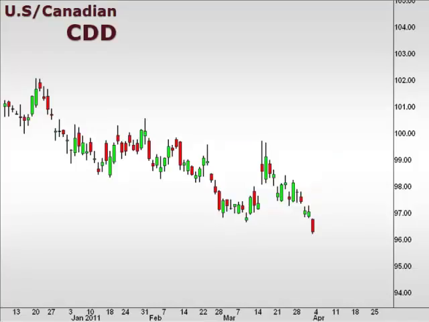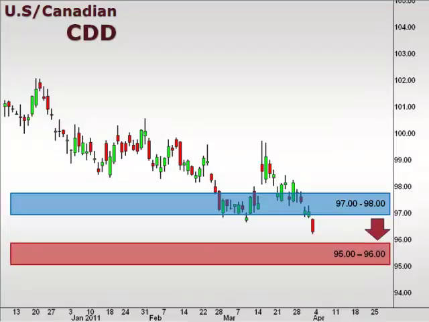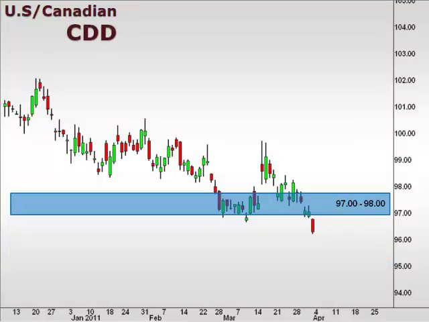Next up, the U.S. versus the Canadian dollar is seen here in the ISC FX Options pair value CDD. The CDD dropped below the 97 support level, lending credibility to a continuation towards this 95-96 focal zone. 97-98 now becomes an important resistance level.